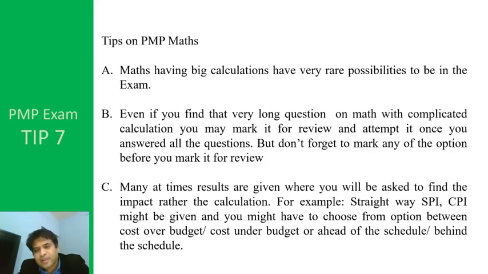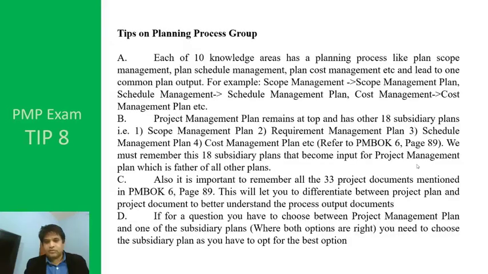But don't forget to mark one of the options before you mark it for review. Point C. Many times results are given, and you will be asked to find the impact rather than do the calculation. For example, SPI and CPI might be given straight away, and you might have to choose from the options between cost over budget, cost under budget, ahead of schedule or behind schedule.